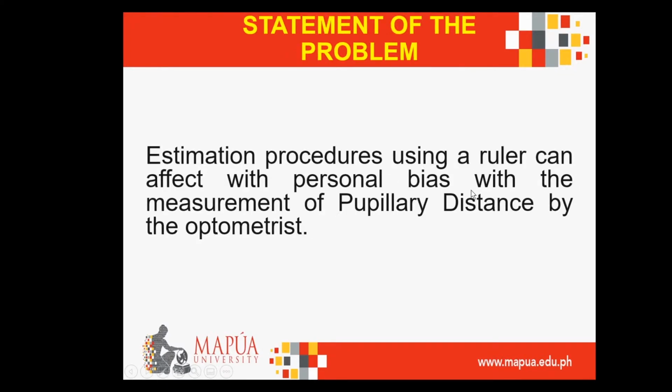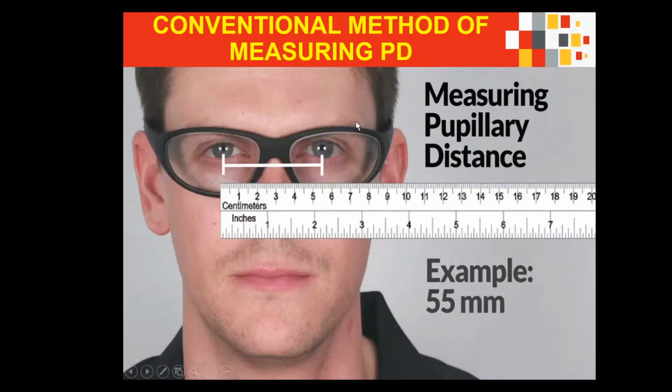The statement of the problem is that the estimation procedures using a ruler can be affected by personal bias in the measurement of pupillary distance by the optometrist. Since the measurement is being done manually with a ruler, due to the nature of a millimeter being a very small scale, it is easy to incorrectly read the actual pupillary distance. This can be affected by personal bias or human error such as physical movement of the subject or the ruler itself. So it's very easy to have the reading be incorrectly reported or given, depending on the setting of how the pupillary distance is taken.